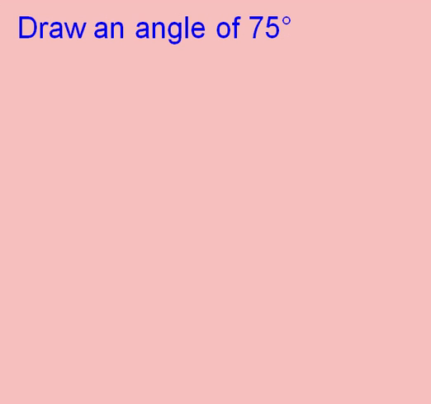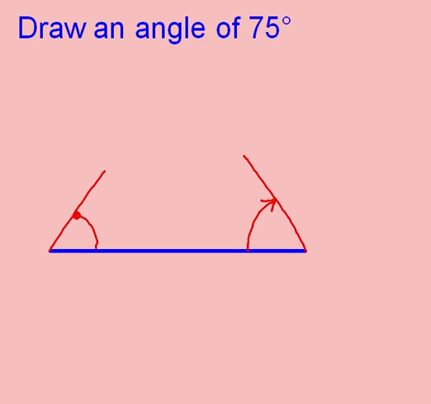We're now going to have a look at how to draw angles. I want to draw an angle of 75 degrees. I'm going to start by drawing a baseline for my angle. I now have two options. I could draw my angle on this side of the line here, like this, or I could draw it on this side, like this. I'm going to draw it on this side.